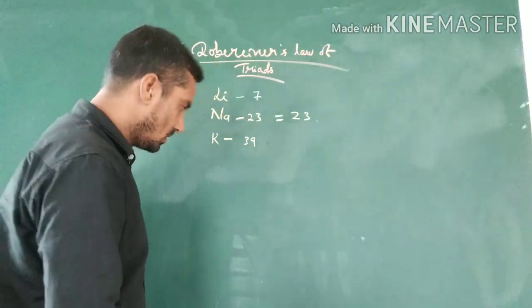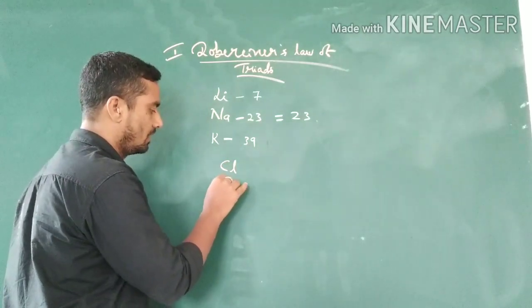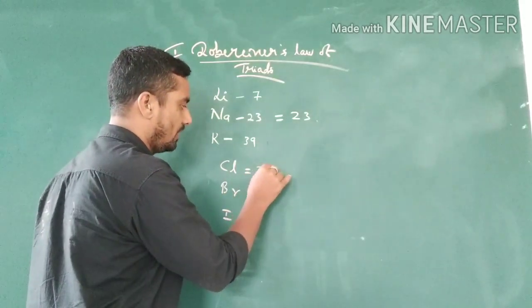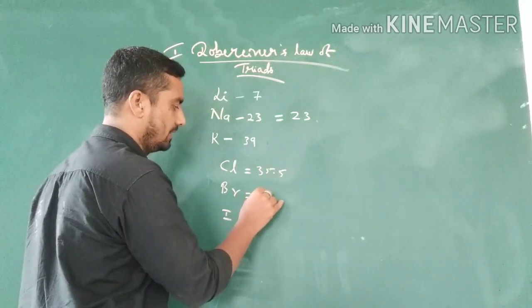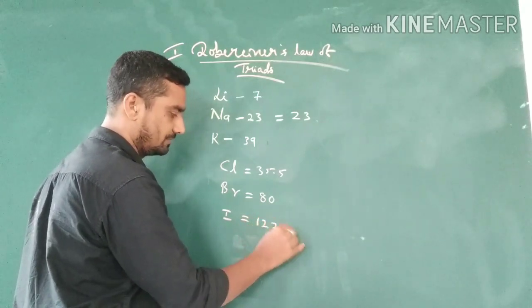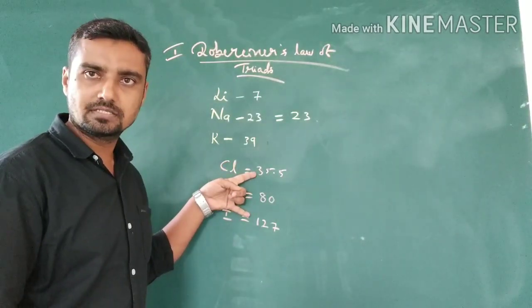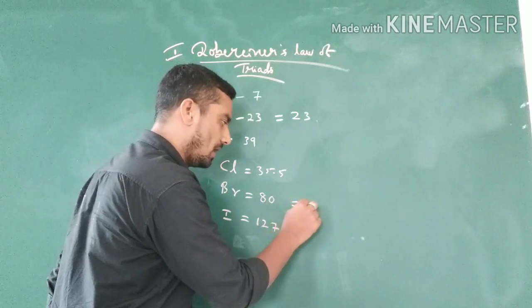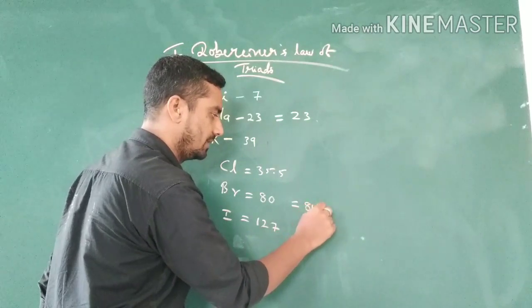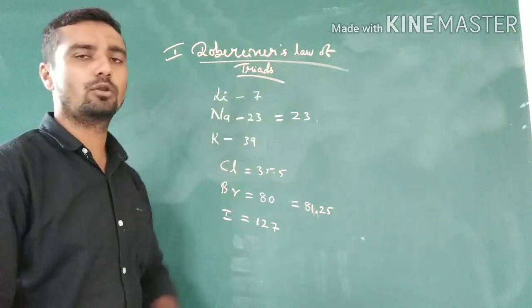We will give one more example. Here we take the halogens: chlorine, bromine, and iodine. The atomic mass of chlorine is 35.5, bromine is 80, and iodine is 127. If we take the average of these 2 elements, it is 81.25, approximately equal to the atomic mass of the middle element. That is called Dobereiner's law of triads.